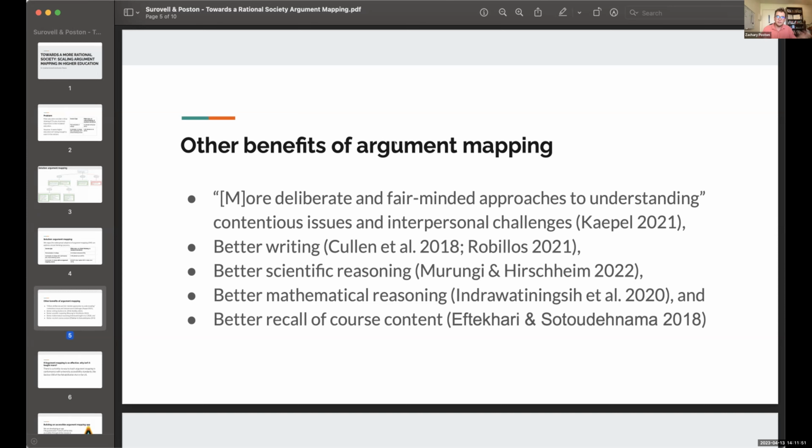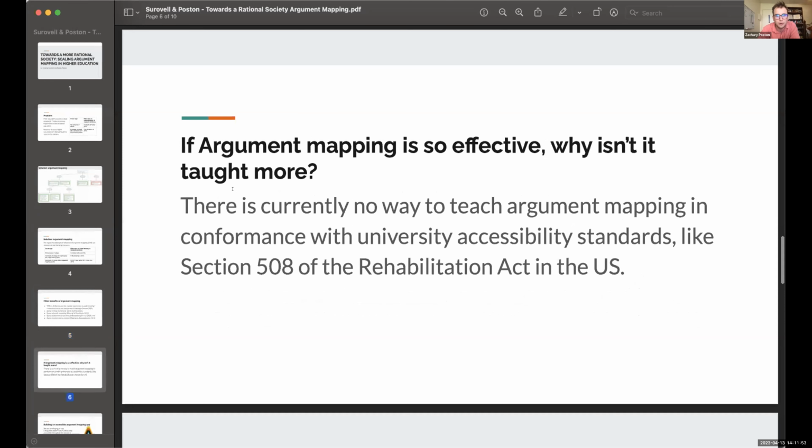And now, thank you for these, and I'm going to hand it off to the next question, a big question. If argument mapping is so effective, why isn't it taught more? I'm going to hand it off to Dr. Jonathan Surovell to answer that and a few more.